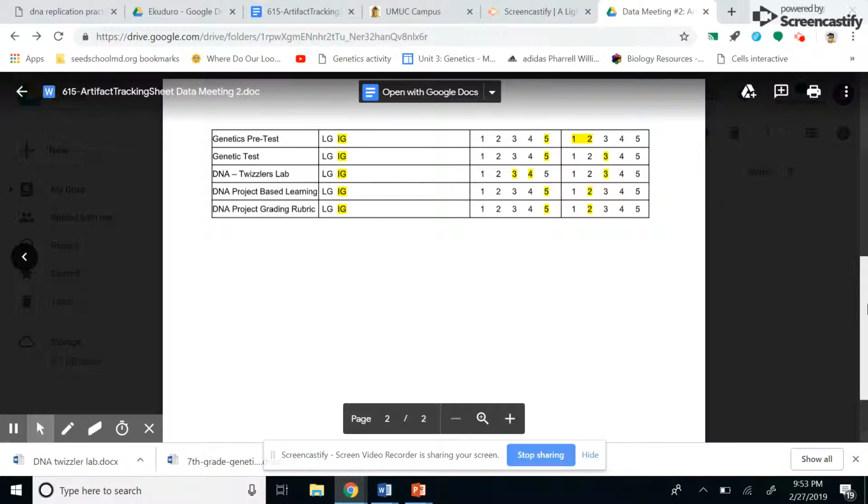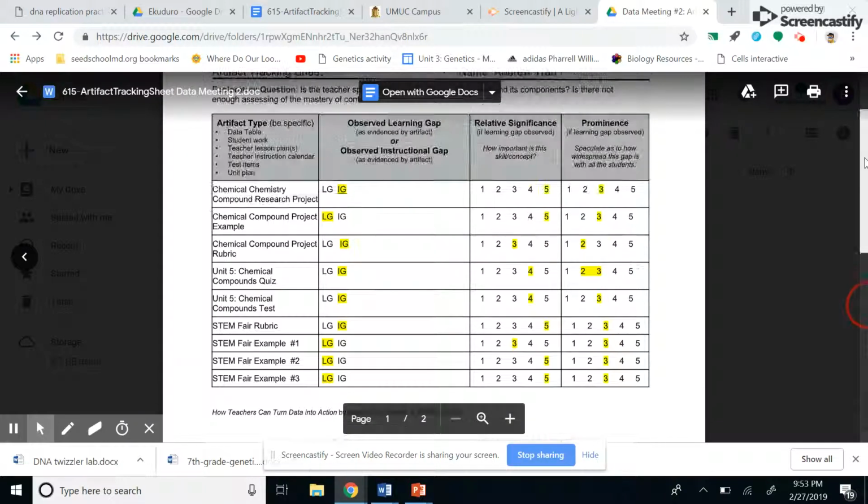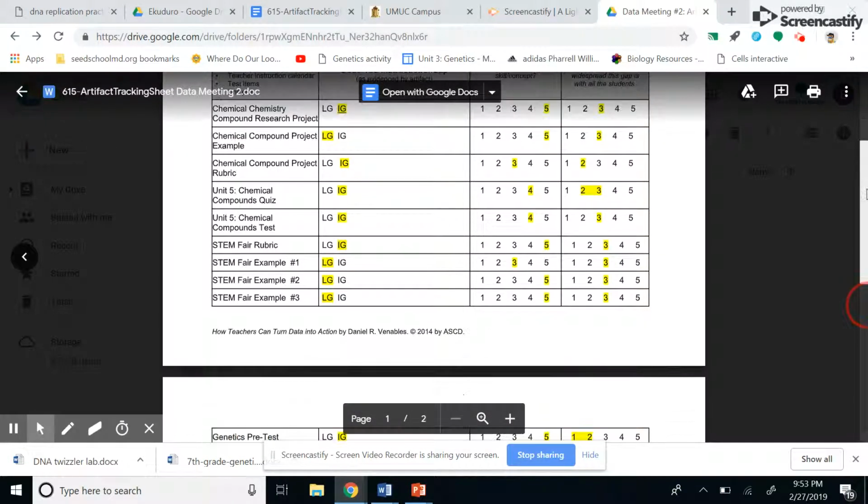Project-based learning assignment, another instructional gap. It was given a 5 on the significance scale. And then the rubric that was used for the final project after the learning took place, the summative assessment, was also a 5 on the significance scale. Again, that was another project grade that I gave students. On the last column on the right, we see the prominence, the learning gap observed.